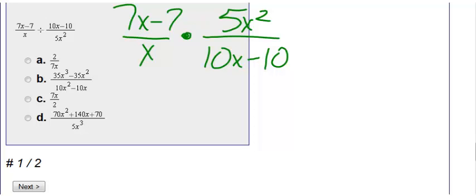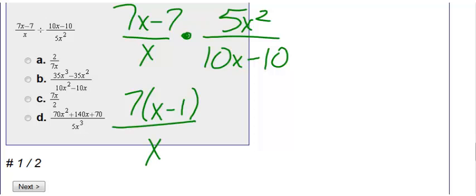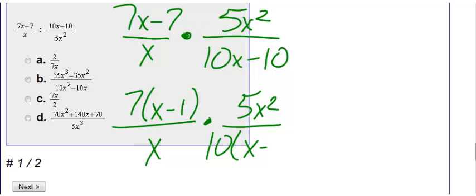I look at 7x minus 7. I can pull out a 7. Therefore, I'm left with x minus 1. On the bottom, I still have an x. Can't do anything there. On the top, I have 5x squared. Can't do anything there. On the bottom, I can pull out a 10. If I pull out a 10, I'm left with x minus 1. Now that I've simplified as much as I can, I start crossing stuff off.